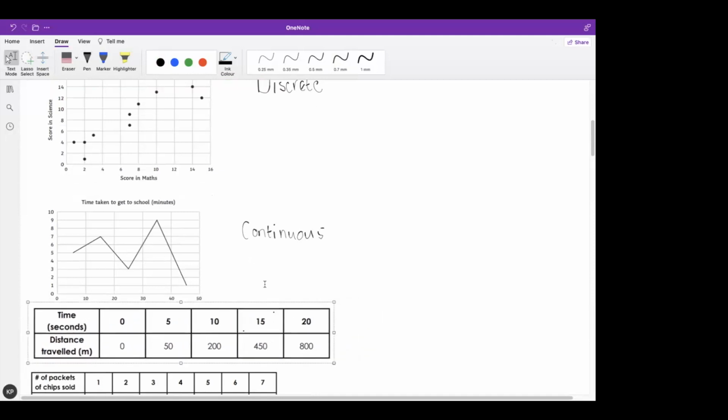So this graph, well, table, measures the distance traveled in certain time. So in 0 seconds, you have traveled 0 meters. In 5 seconds, you have traveled 50 meters, and so on and so forth. So what type of data are we working with here? Is this discrete or continuous? Remember the definitions. When do we use discrete and continuous graphs? What do you guys think?